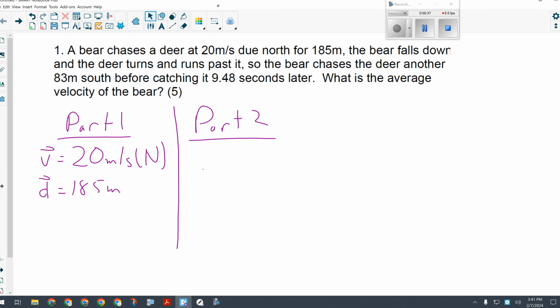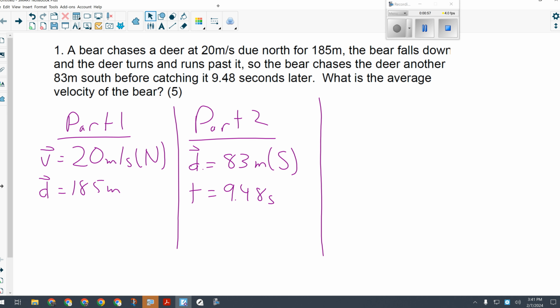And then in part 2, we know that they are going to chase the deer another 83 meters, but it's south because they fall down and turn around. And they do that for 9.48 seconds. Okay, we want to find the average velocity of the bear. So we have our totals column here. Okay, so here's what we need to do.